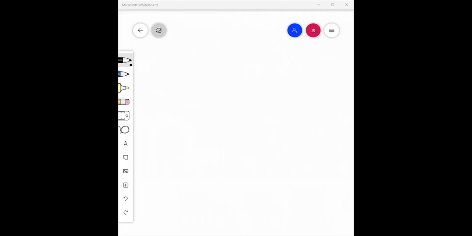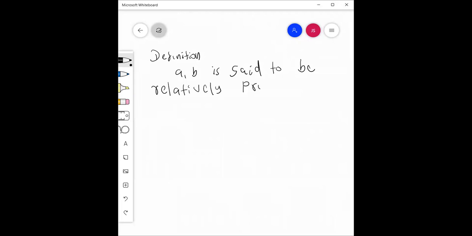This definition is very common. A and B are said to be, you already know this, I think, relatively prime, not prime, remember that, relatively prime, if GCD(A, B) equals 1, right?